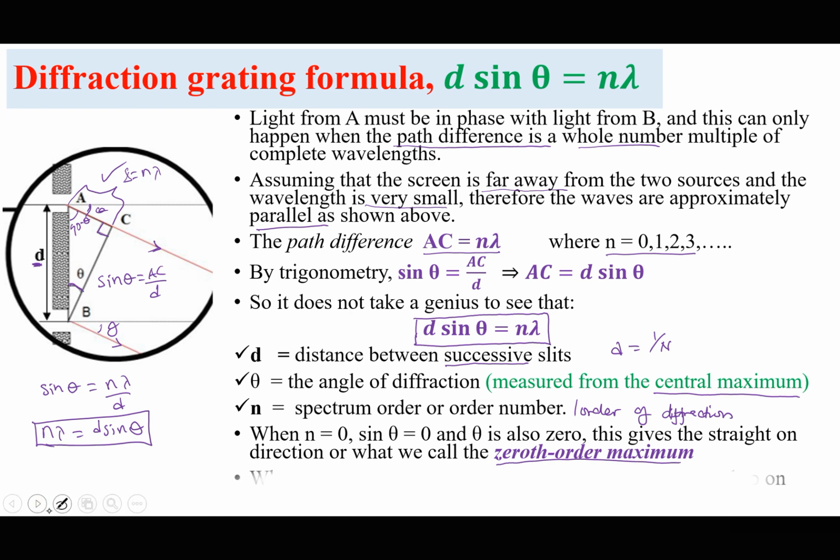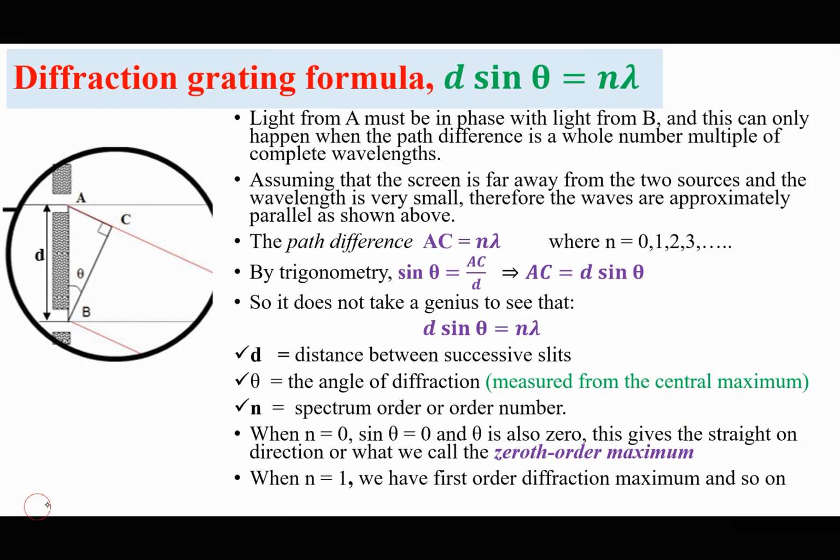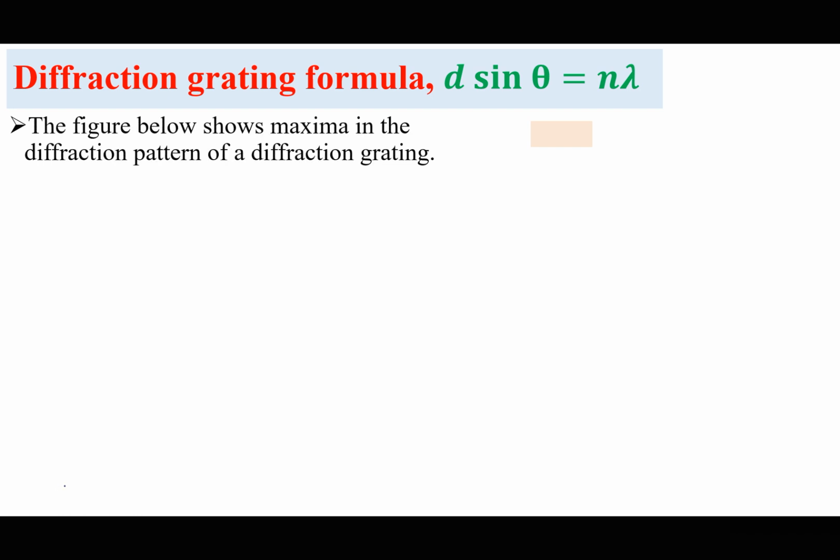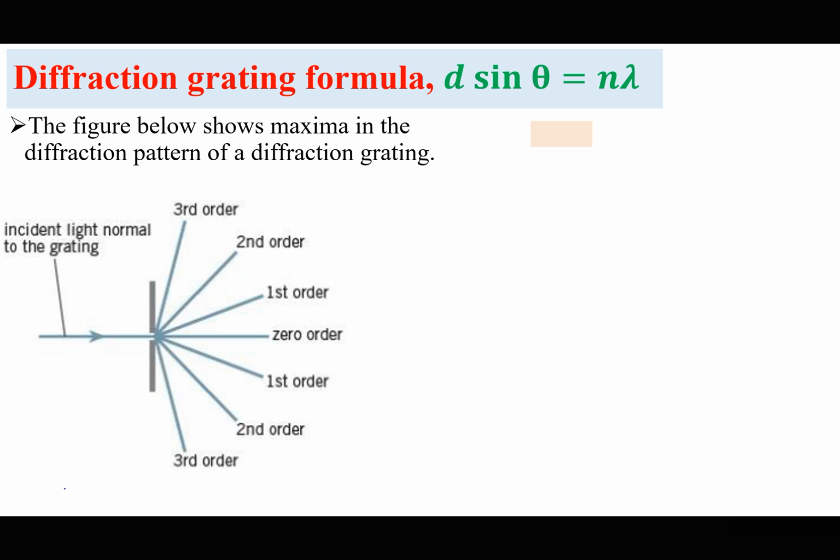And when n equals 1, we shall have what we call the first order. When n equals 2, we shall have the second order, and so on and so forth. So that is how a diffraction grating is going to behave. Okay, so let us understand this in more detail. The figure below shows maxima in the diffraction pattern of a diffraction grating, as we have already seen. There will always be a zeroth order, first order above, first order below, second order above, second order below, third order above, third order below.